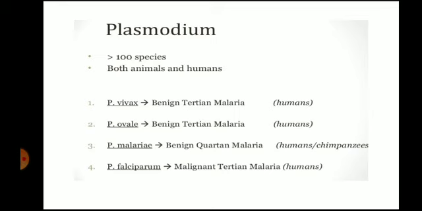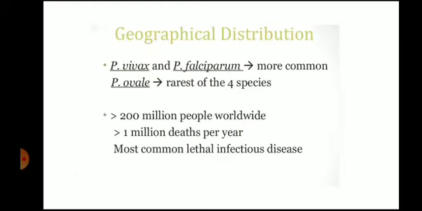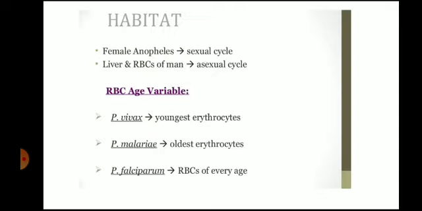That is Plasmodium vivax. It has more than 100 species which are present in both animals and humans. It has different variants like Plasmodium vivax, Plasmodium ovale, Plasmodium malariae and Plasmodium falciparum, which mainly affect humans. Coming to geographical distribution, vivax and falciparum are more common than ovale and malariae. More than 200 million people worldwide are affected and more than 1 million deaths occur per year. That's why it is the most common lethal infectious disease.